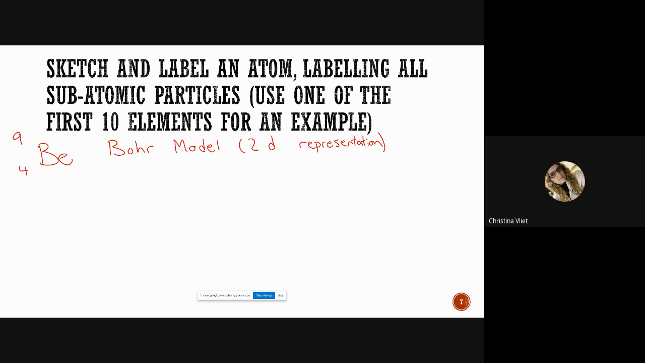how many protons are in its nucleus? 4. Okay. So you're going to write a nucleus, and you're going to write 4 protons. P plus, P plus, P plus, P plus. 4 protons. How many neutrons? 5. So 1, 2, 3, 4, 5. Just 5 neutrons. 4 protons, 5 neutrons. Total number of particles in the nucleus? 9. So mass of 9.